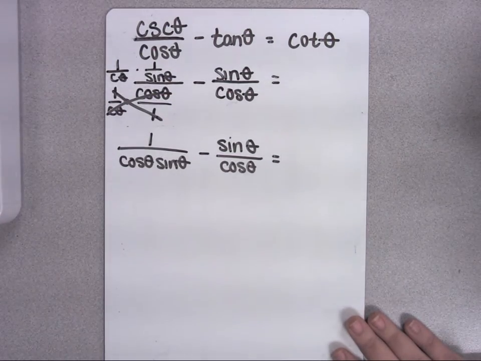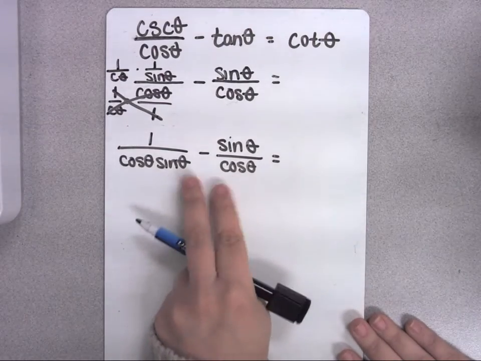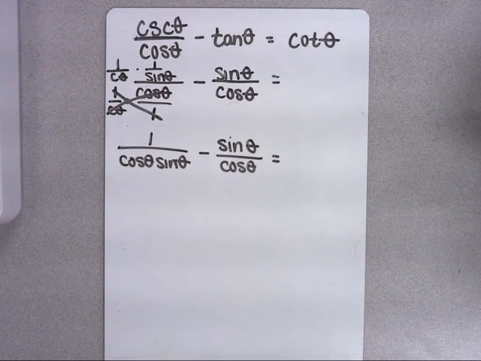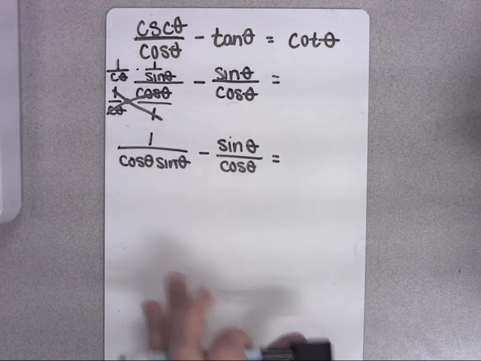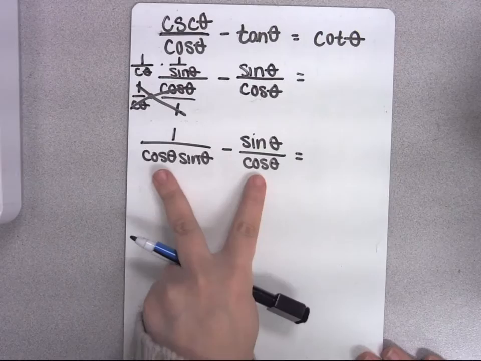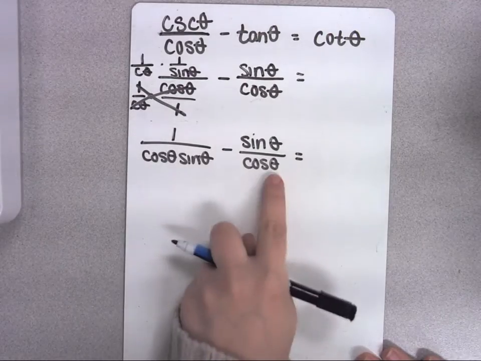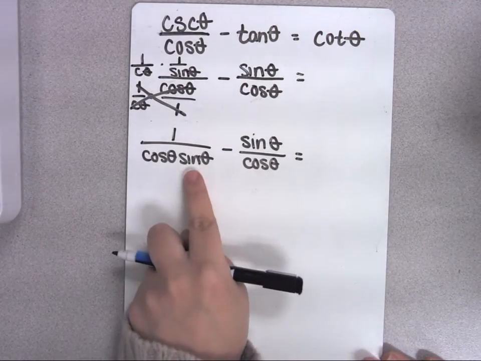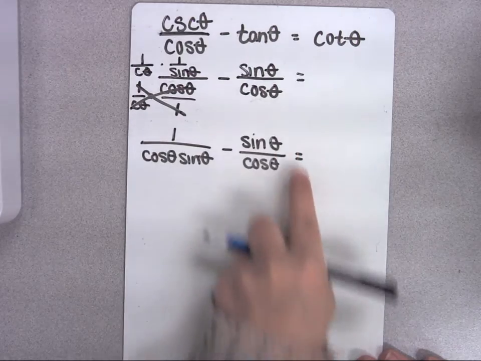Then you ask yourself, can you combine these two things to make one fraction the way it is? No. Why not? How do you make them the same denominator? Because you're going to have to. What do they both have? But what does this one not have that this one has? So what do you do to this?